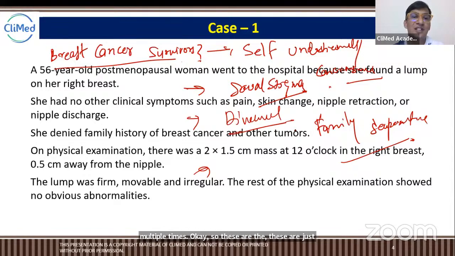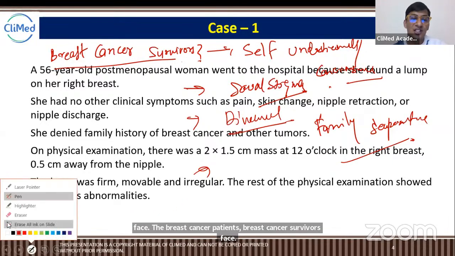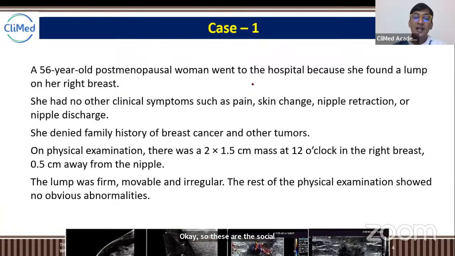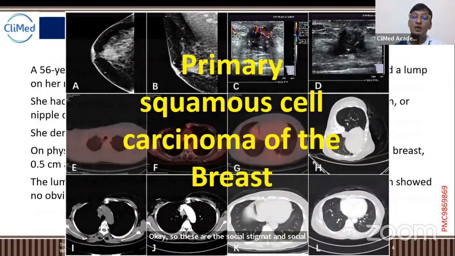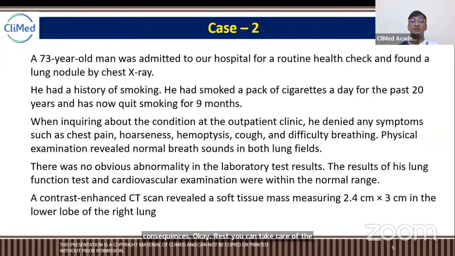And clinically, there are multiple things. If there is breast cancer, there are direct impacts on the heart, like heart attacks, heart failure, arrhythmias, because of the hormonal changes, the chemotherapy, and the radiation therapies. There are multiple things breast cancer patients and survivors face. So these are the social stigmas and social consequences. The rest you can take care of, guys. This is a little about breast cancer.